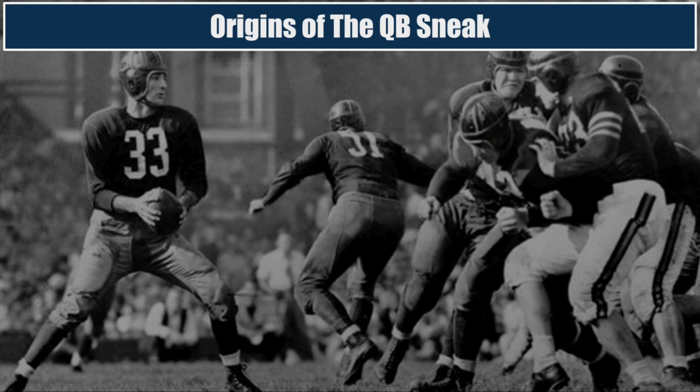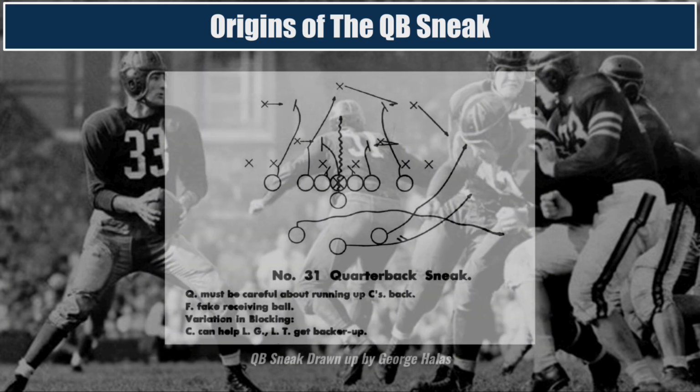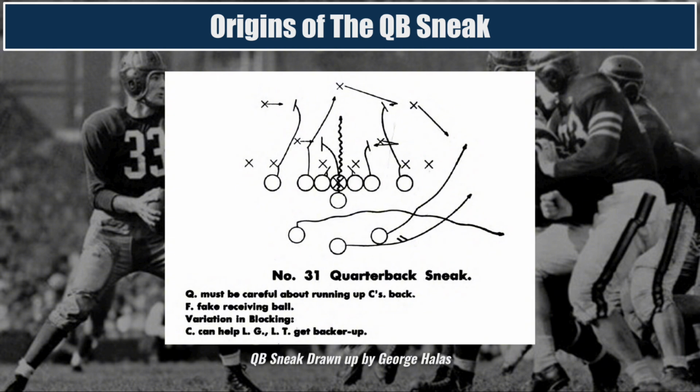The quarterback sneak we see today was first used in the 1940s once quarterbacks started to actually take the snap directly from the center's hand. The play was used the same way as it is today. On short yardage situations, the quarterback would take the snap and plow through the line to try to gain the first down. The play would be quite popular as it was easy and effective.